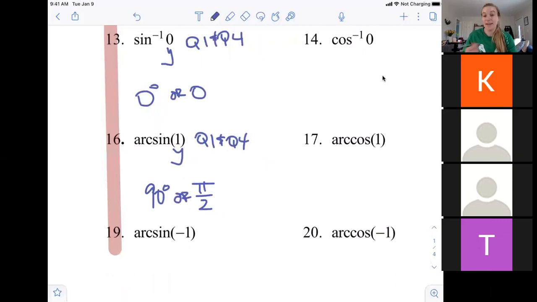And then the last one's another inverse sine. It's another arc sine. It's another y. It's another one in quadrants 1 or 4. And now I'm just looking for -1. Where is y -1 in quadrants 1 and 4? And this time it's at 270, or 3 pi over 2.